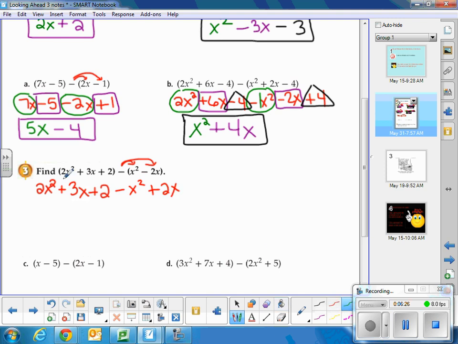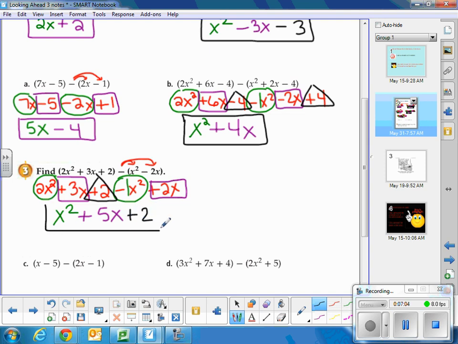Now let's go ahead and combine like terms. The 2x squared is going to go together with the negative x squared, and that's a negative 1x squared. So 2x squared plus a negative 1x squared is just 1x squared. Now the x's, positive 3x and a positive 2x. 3x plus 2x is 5x. And then this guy doesn't have anybody to join with him, so it's just plus 2. Final answer is x squared plus 5x plus 2.